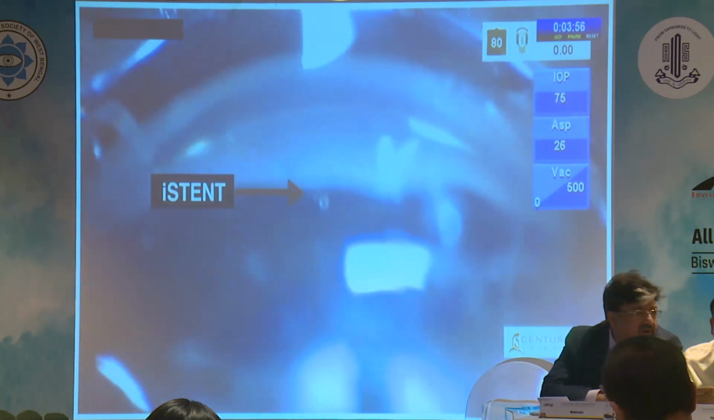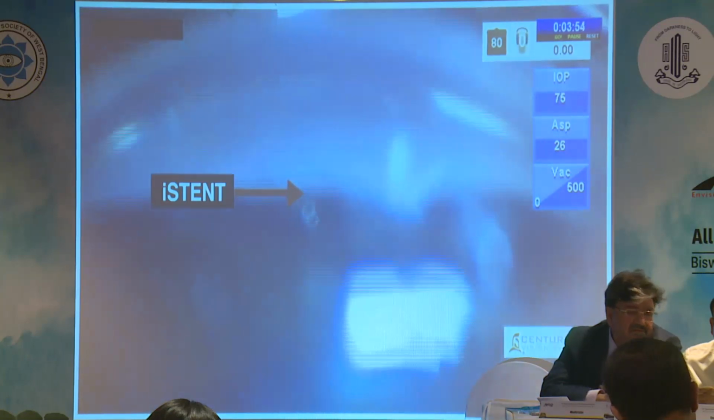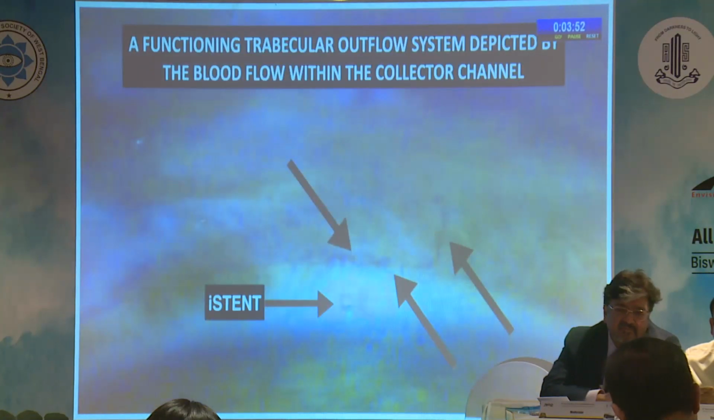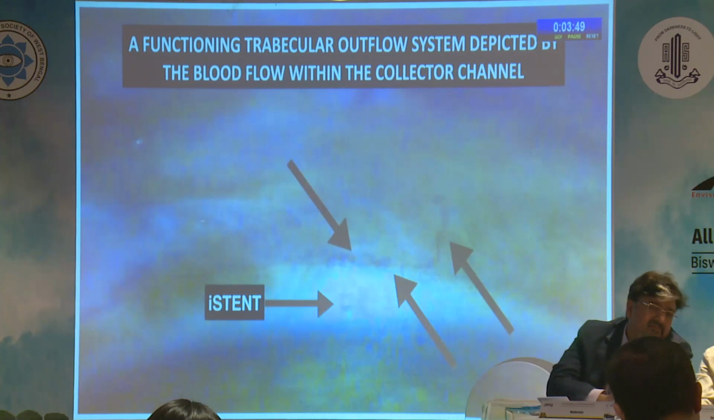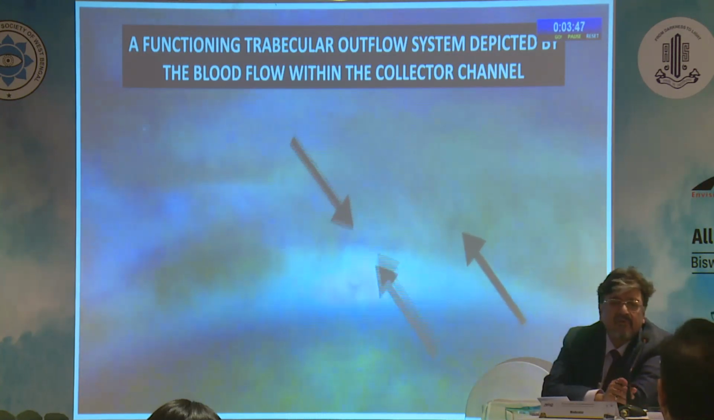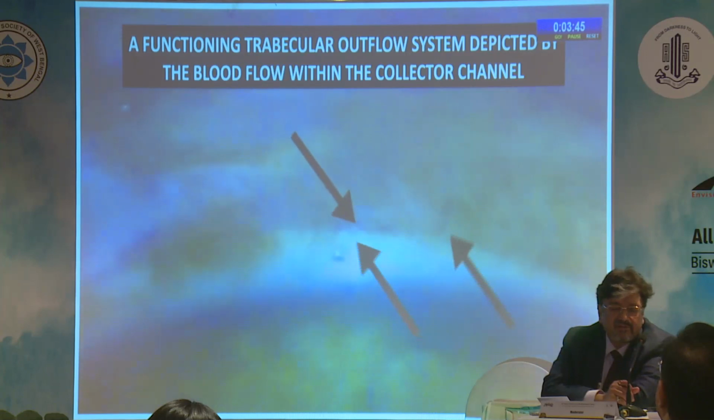Following which we can release the trocar and assist the placement of iStent into the trabecular meshwork. And a functioning trabecular outflow system can be seen by the blood flow within the collector channel from the position of the iStent.